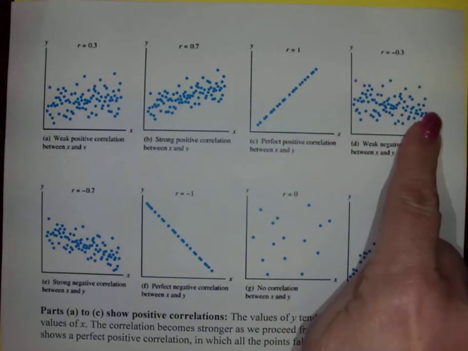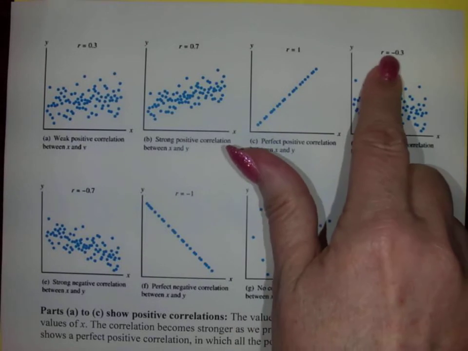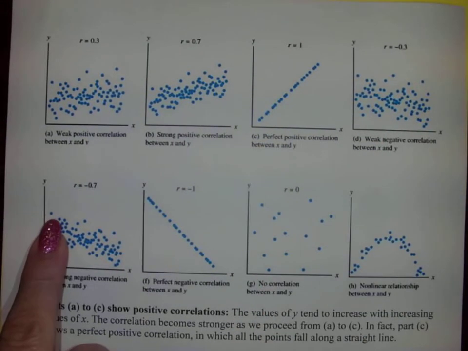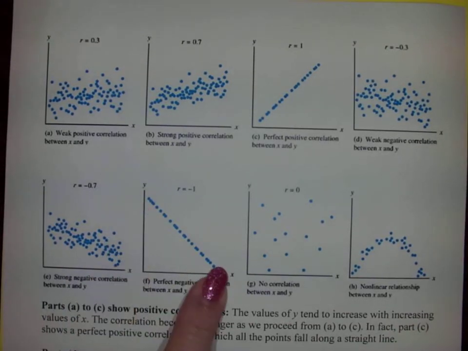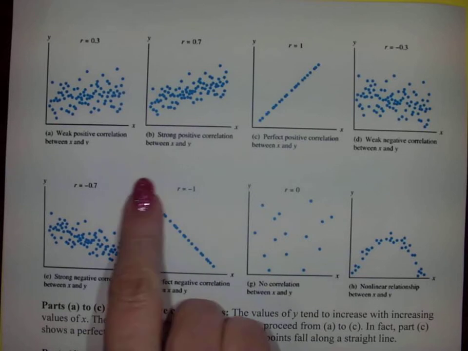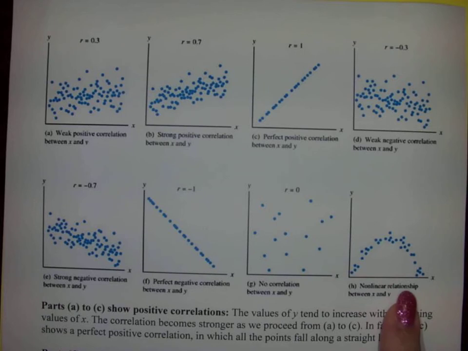Now this one's negative. It's still spread out. It's kind of the flip of this one. And so it has a negative 0.3. This one has a negative 0.7. And this one has a negative 1. So these kind of give you an idea of what that will look like. This one has no correlation at all. There's no correlation here.